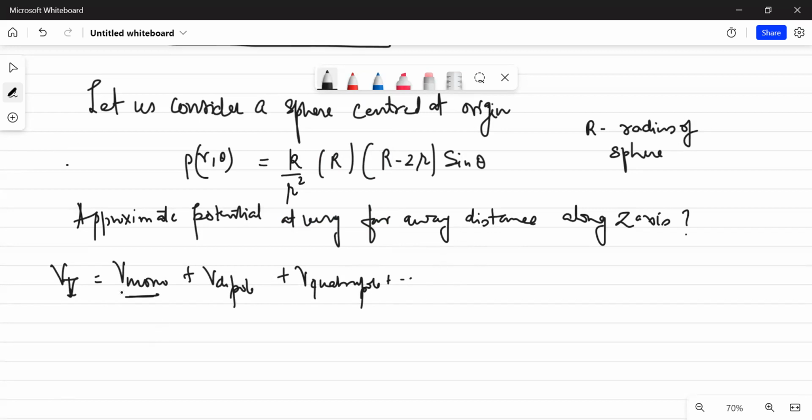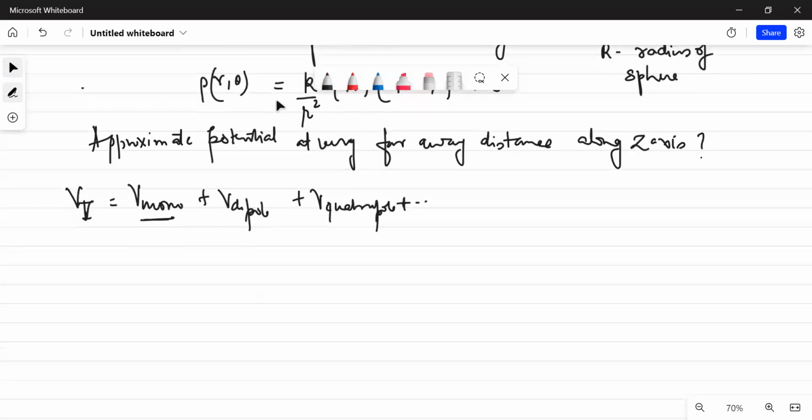Okay, so what is the leading term? If, let's say, the monopole contribution is non-zero, then the leading term would be governed by the monopole potential. If this is zero and the dipole is non-zero, then the dipole would be the leading term. If both of them are zero, then obviously the quadrupole term would dominate. Beyond that, I don't know, and in an examination they're not going to ask you. But let us do that. Let us first try to find what will be the monopole contribution to the potential.